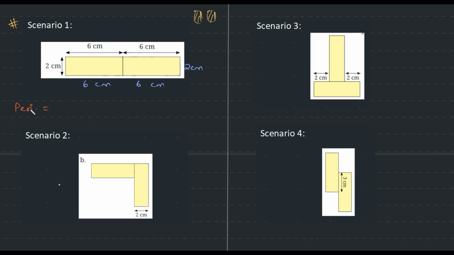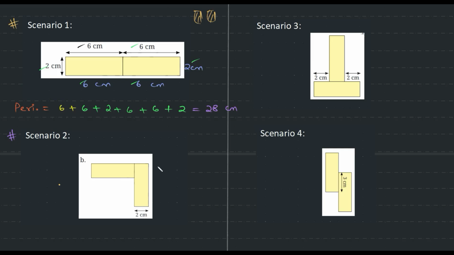Perimeter here, I don't have space, so I can't write the entire word perimeter. So 6 plus, I'm going one by one. 6 plus 6 plus 2 plus 6 plus 6 plus 2. So 6 plus 6 is 12 and 14 and 20, 26 and 28. 28 centimeter. Right? Look at next scenario.